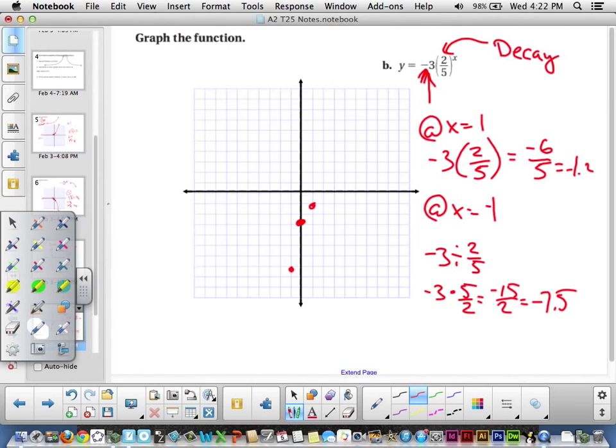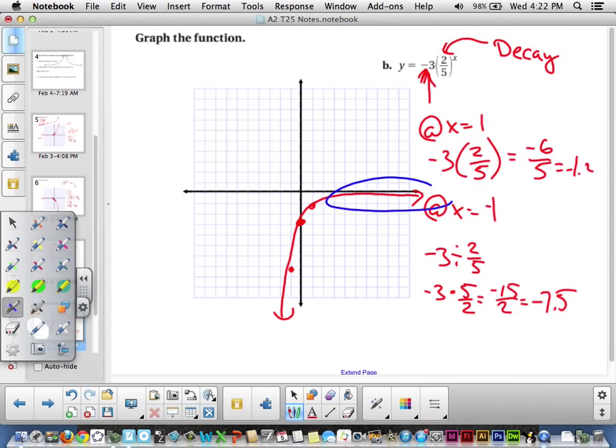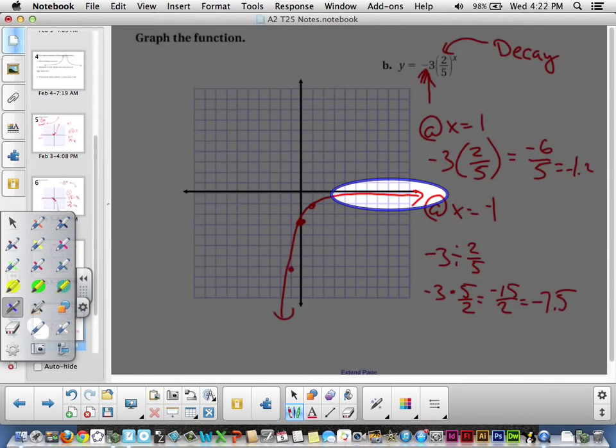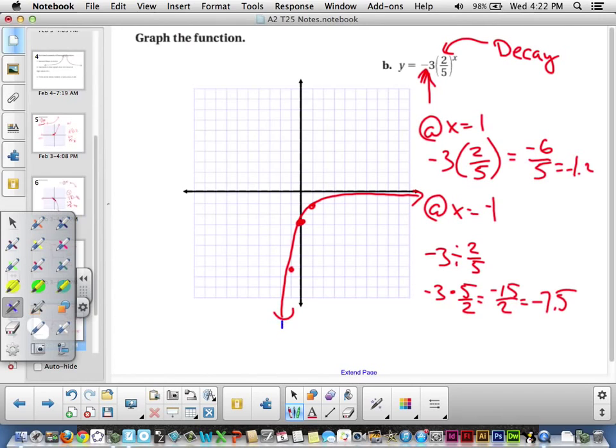Plot your 3 points, and we got our exponential curve, in this case a decay curve that goes through it, approaches our asymptote out there. Just like that.